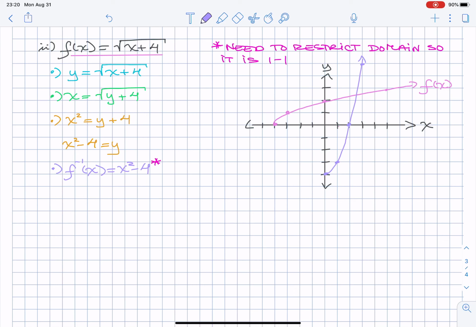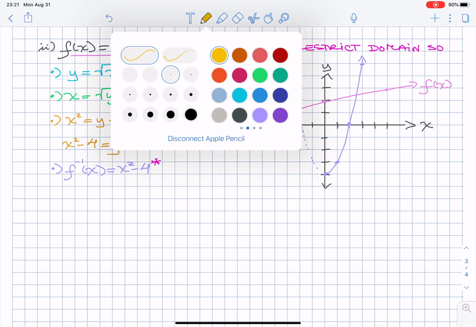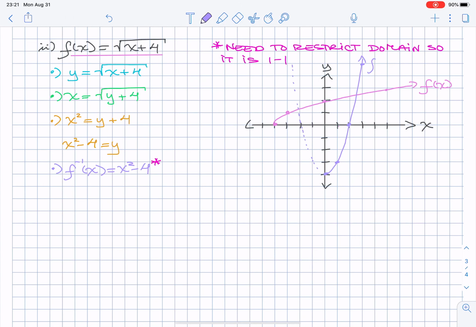Okay, so notice I am not going to plot the other side, right? Which I would have otherwise plotted. And the reason I know that that's the side I'm going to omit from the inverse has to do, once again, let me indicate, that's f inverse of x.